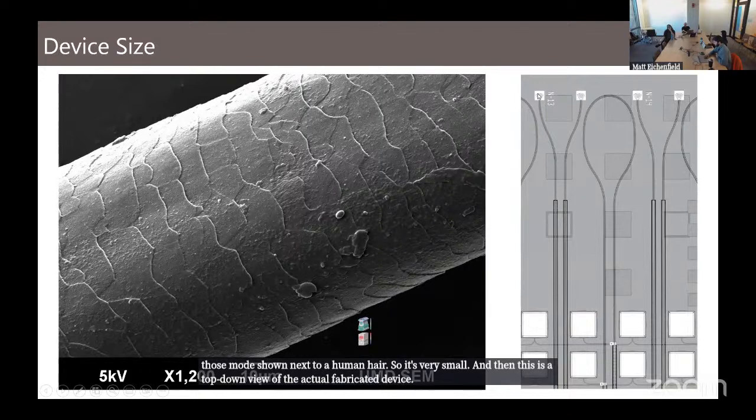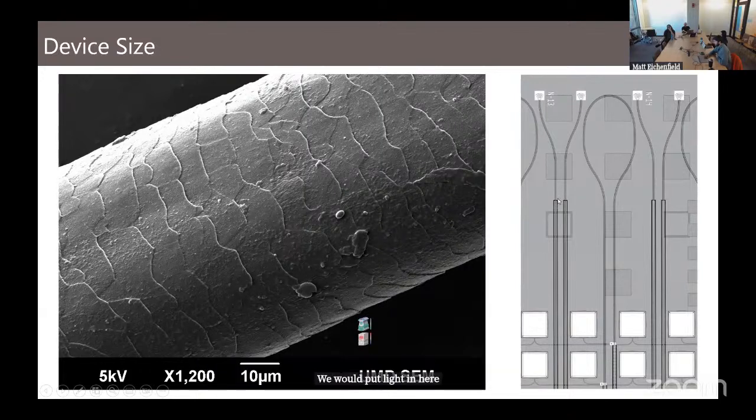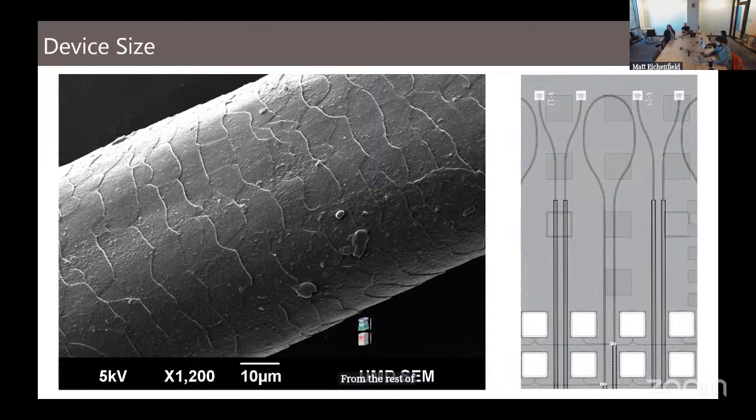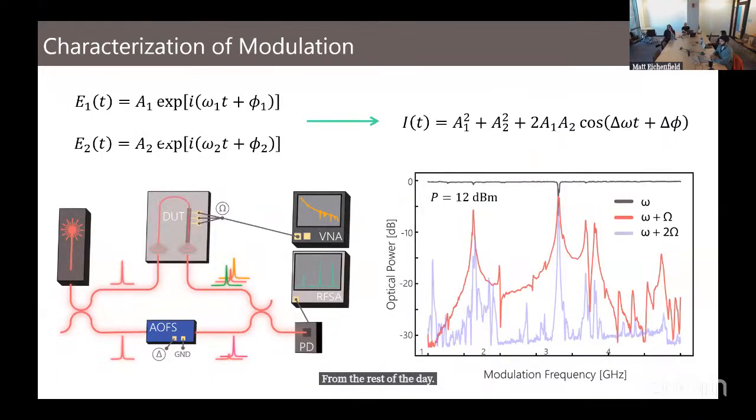We would put light in here, it would travel along the waveguide, and this part where the screen gets a little darker is where that etch has been made so that the structure is mechanically isolated from the rest of the die. And so we made these devices, and then this is a slide on how we tested them.